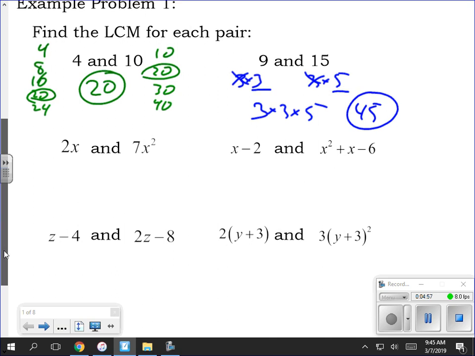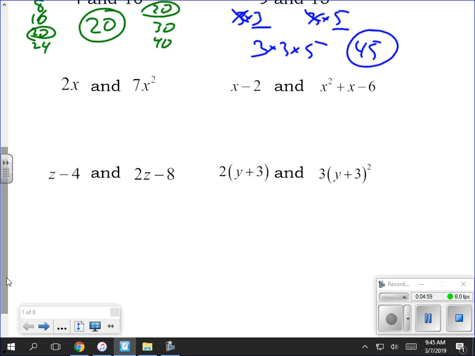So I go down to the next one. 2x and 7x squared. Okay, 2 and 7, my least common multiple is 14. They don't have anything in common. X and x squared. I have one x here. I have two x's there. How many do I need to have in my answer? 2. I need to have x squared. It's the smallest one that they both go into.